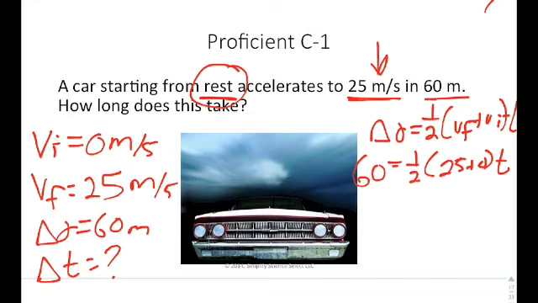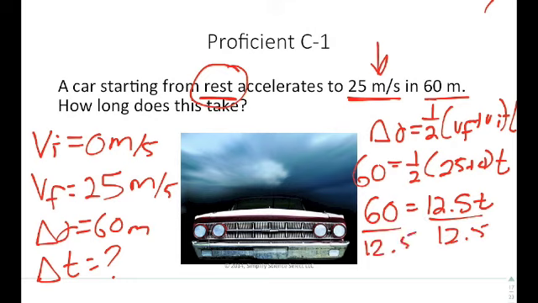So now at this point, you need to do a little math. If you take 25 and add 0 to it, you still end up with 25. But then if you divide it by 2, you get 12 and a half. So this simplifies to 12.5 T. Now you take both sides and divide by 12.5. When you take 60 and divide it by 12.5, you're going to get a number pretty close to 5, or 4.8 seconds.